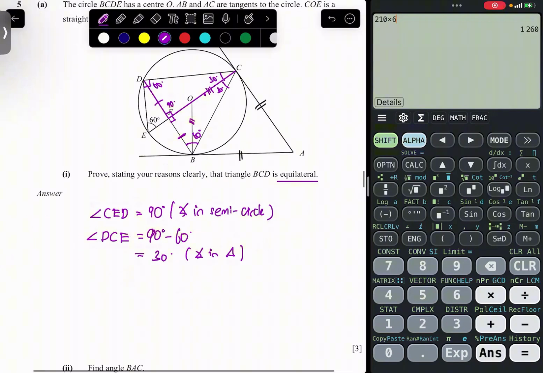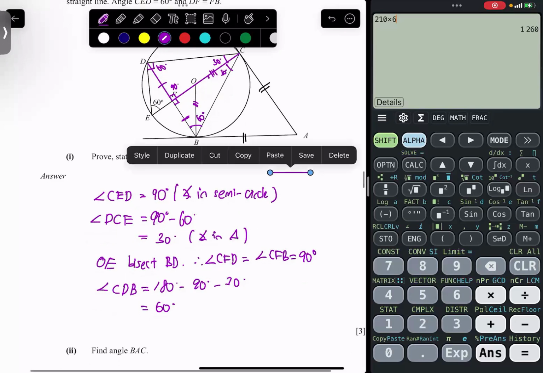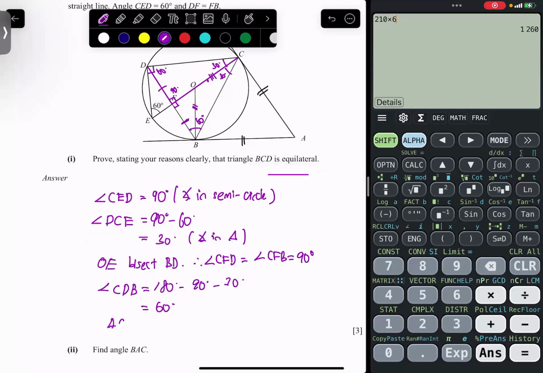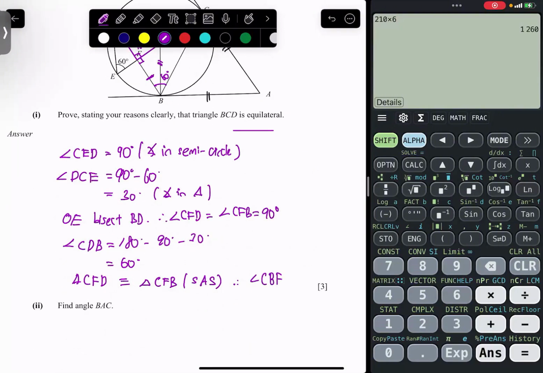All right. Then we have OE bisect DB. OE is perpendicular. Okay, all right, OE bisect BD. Therefore, angle CFE equal angle CFB equals to 90. Okay, then we'll have angle CDB equals to 180 minus 90 minus 30, so equals to 60. And then triangle CFD is congruent to triangle CFB by SAS, therefore angle CBF is also equals to 90.